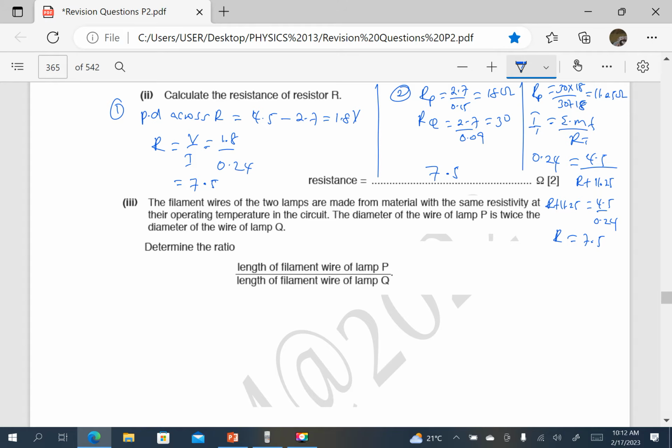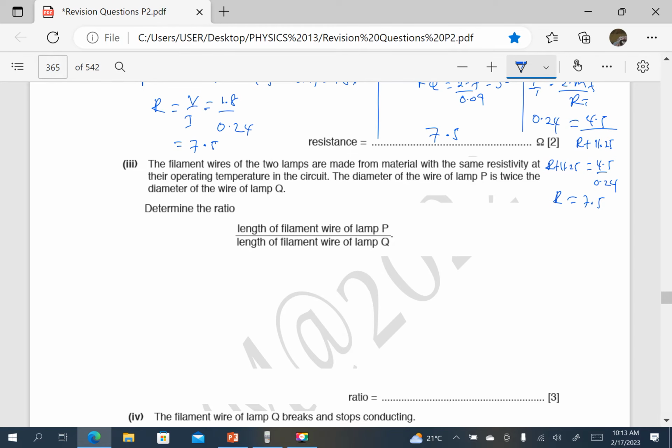The filament wires of the two lamps are made from material with the same resistivity at their operating temperature in the circuit. Same resistivity. The diameter of the wire of lamp P is twice the diameter of lamp Q. Determine the ratio length of filament wire of lamp P over length of filament wire of lamp Q.